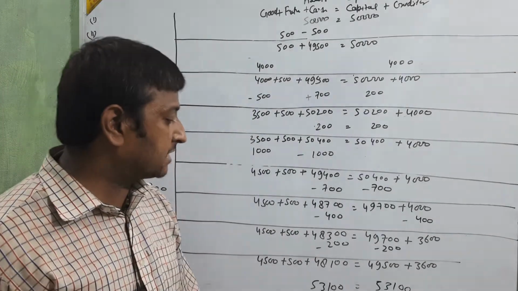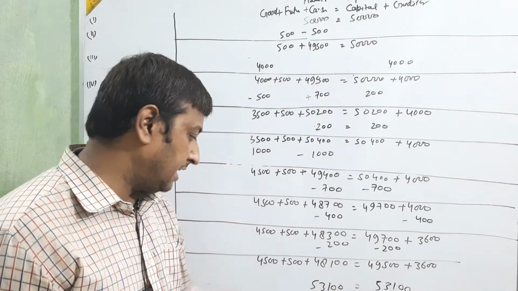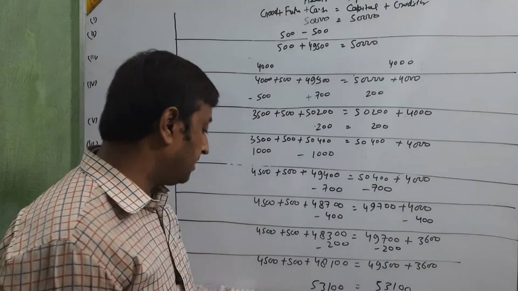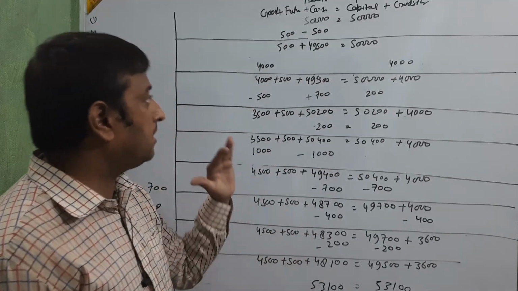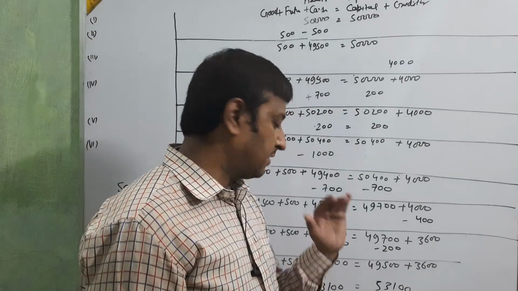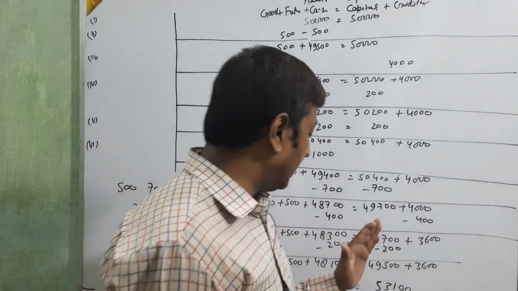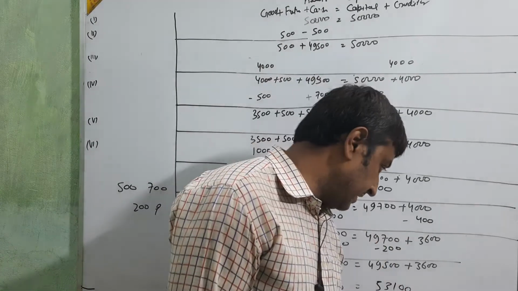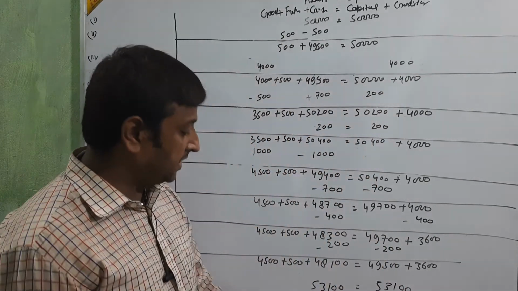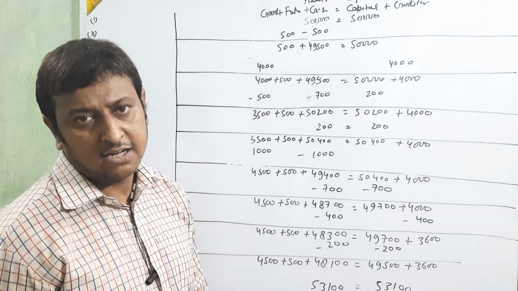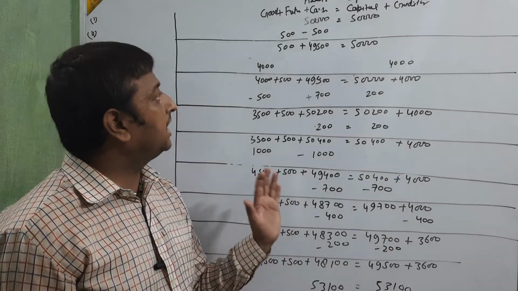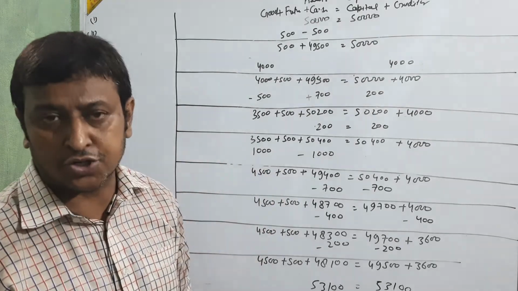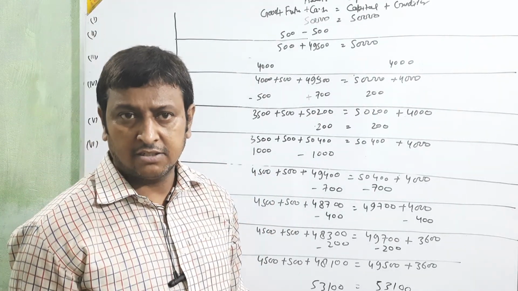Next 200 is expense, less from cash and capital, and then the final is goods 4,500, furniture 500, cash 48,100, capital 49,500, and creditor 3,600. Total is 53,100. Okay, beta, clear? By using these two questions, you can try more questions, other questions. Okay, beta, try it. Okay, thank you.